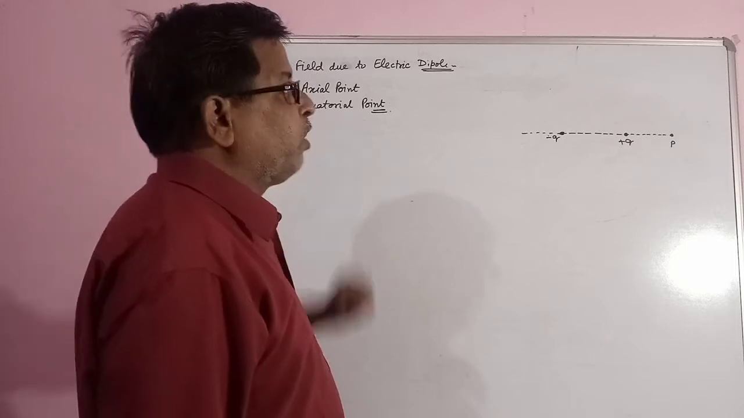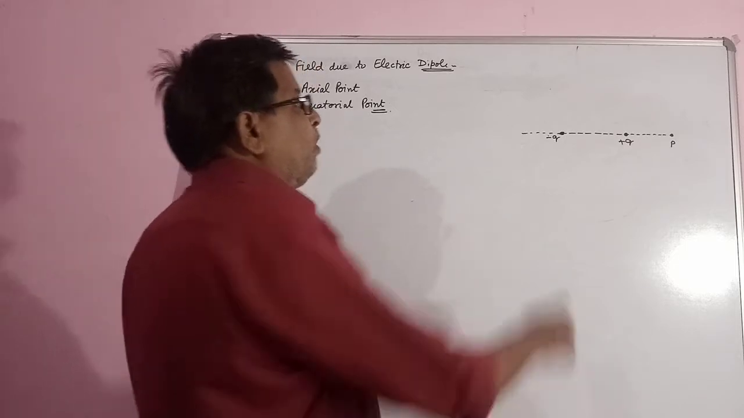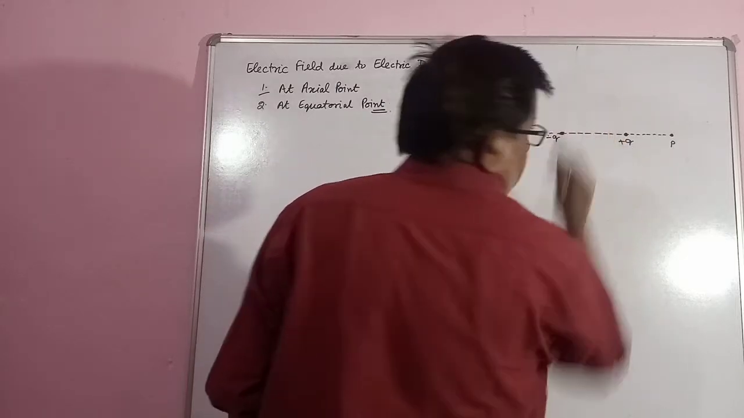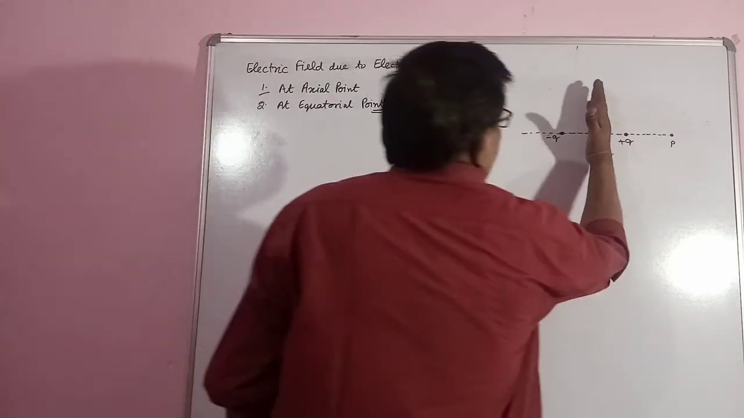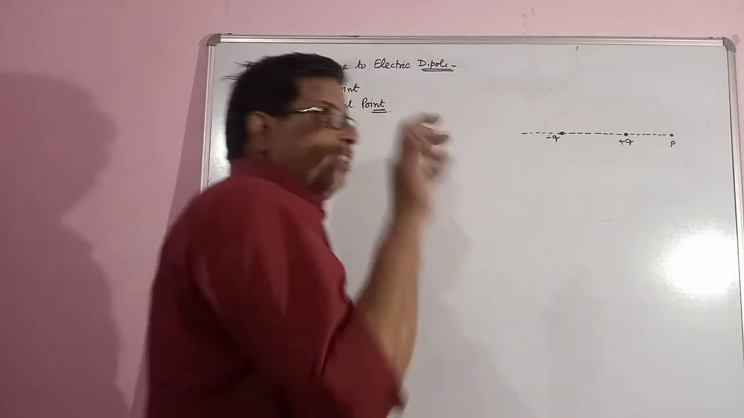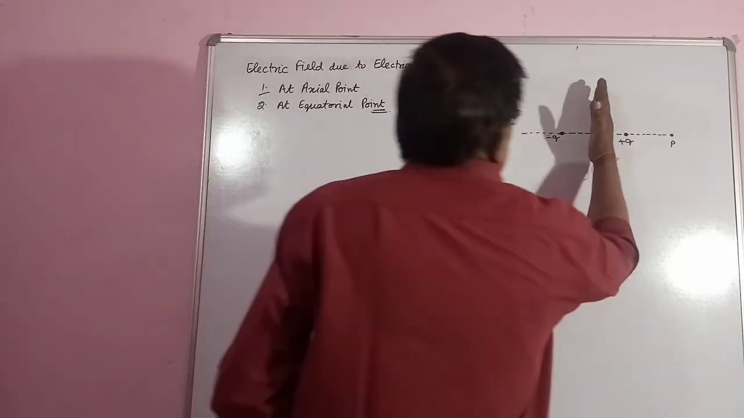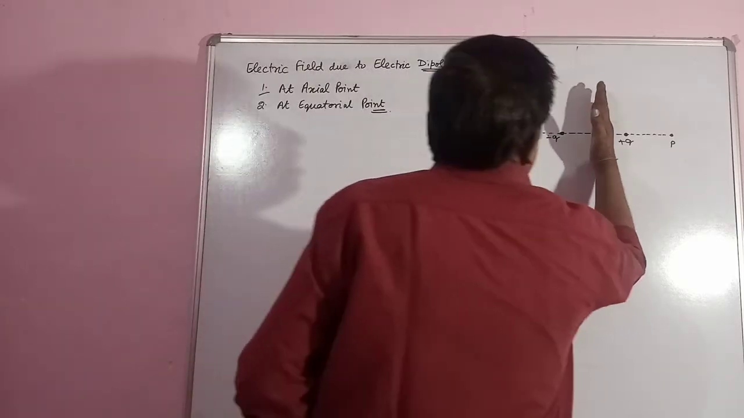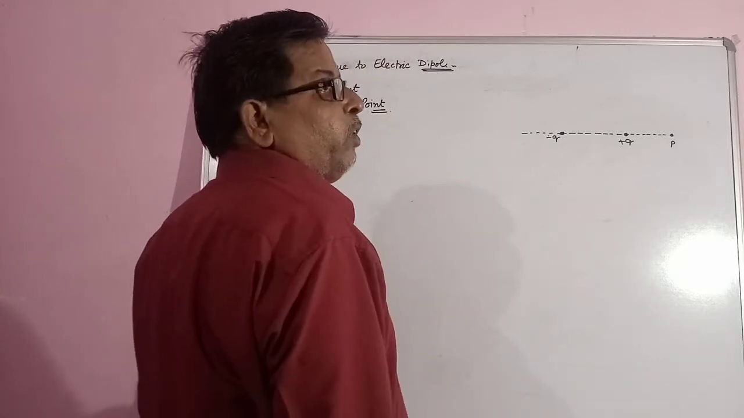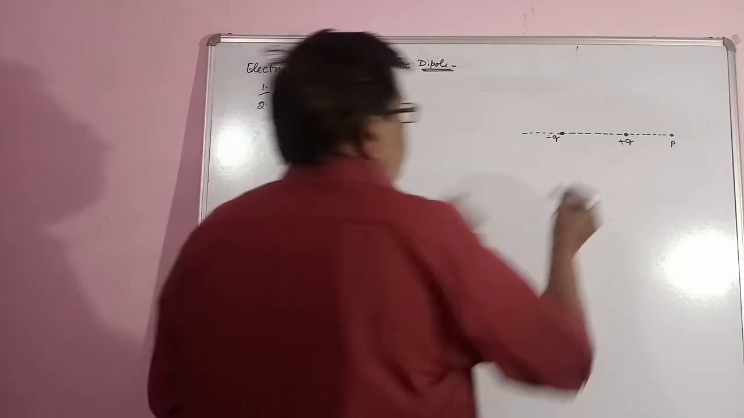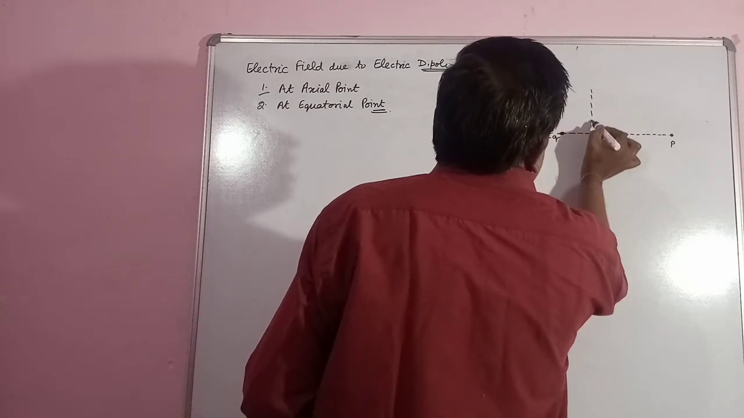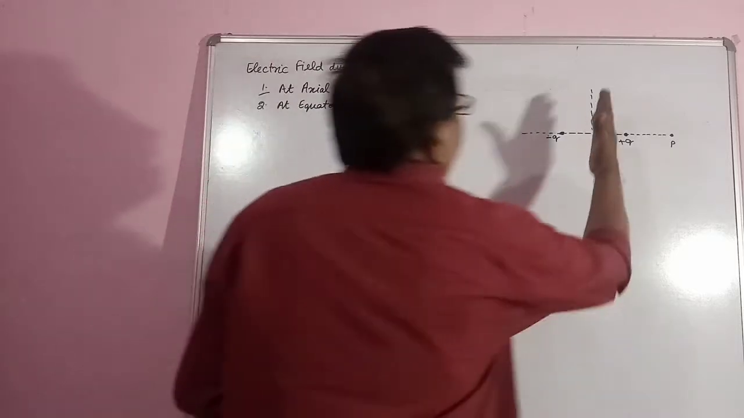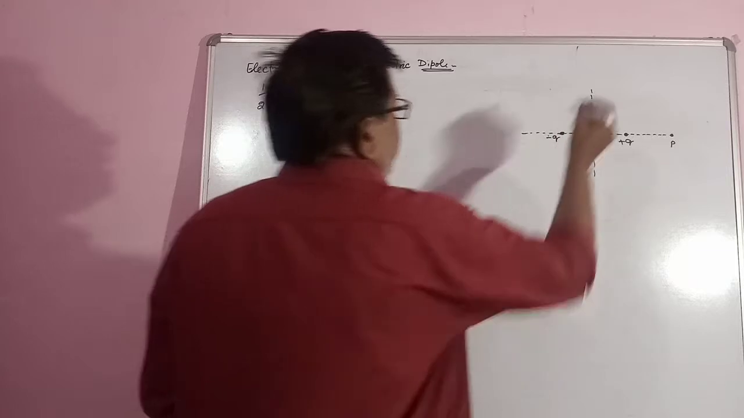Second, the equatorial point. The plane normal to this axial line, this is the plane. Again, this is the plane to which the axial line is normal. This plane is called the equatorial plane, and a point on this plane is called an equatorial point. This is not the equatorial plane; this is the equatorial line, which lies on this plane.